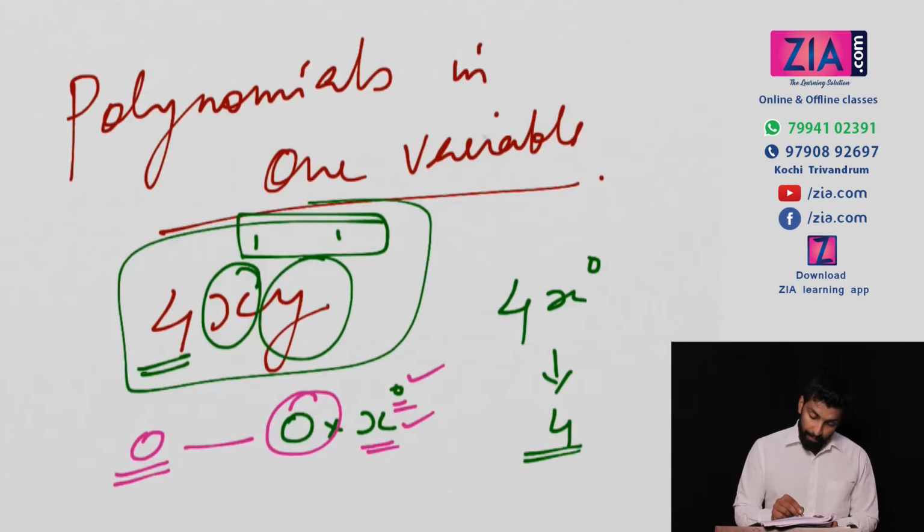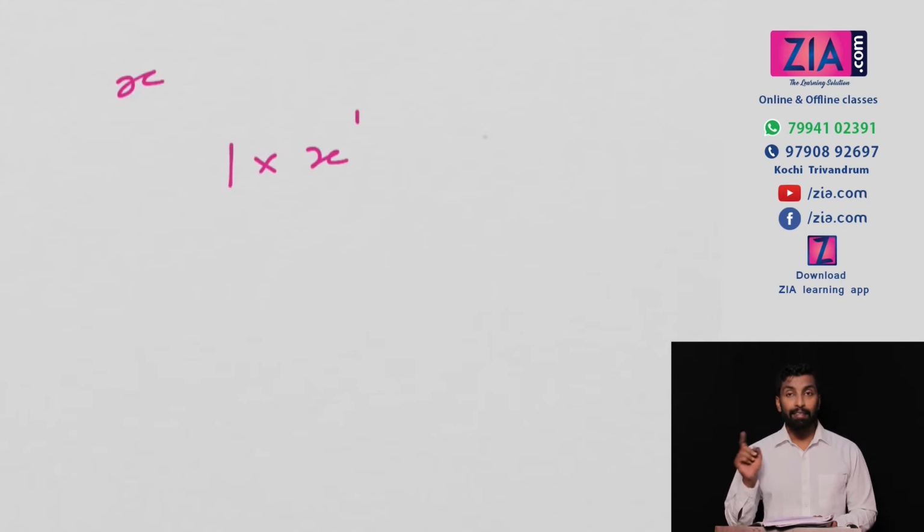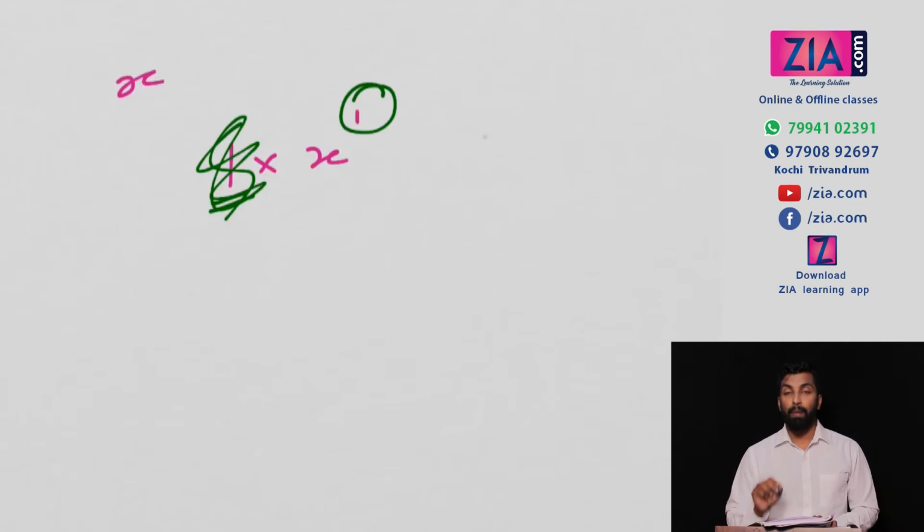Now what do you mean by a polynomial in one variable? Let's take this x. We can say this is a polynomial in one variable, right? If you look here, this is 1 into x raised to 1. So why is it a polynomial? Because there is no condition on the coefficient, so it can be 1 or it can be 0 or anything. We are not bothered about the coefficient. Look at the power. The power is a whole number, so this is a polynomial.